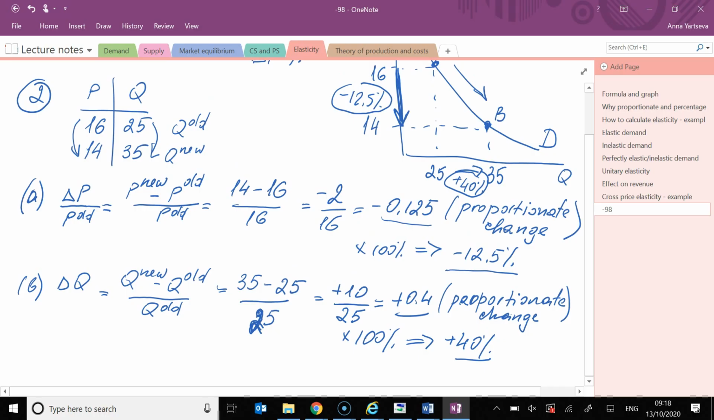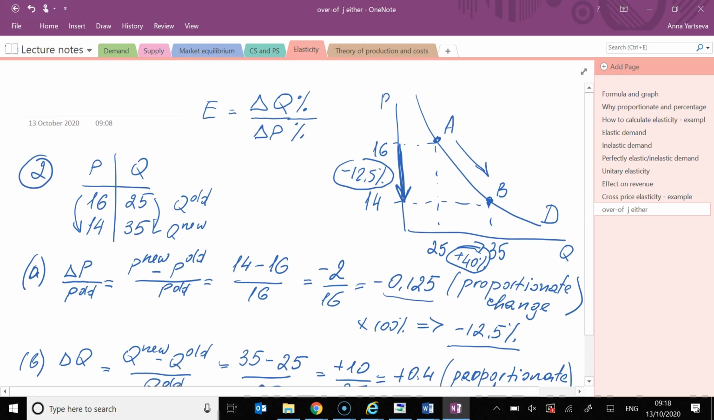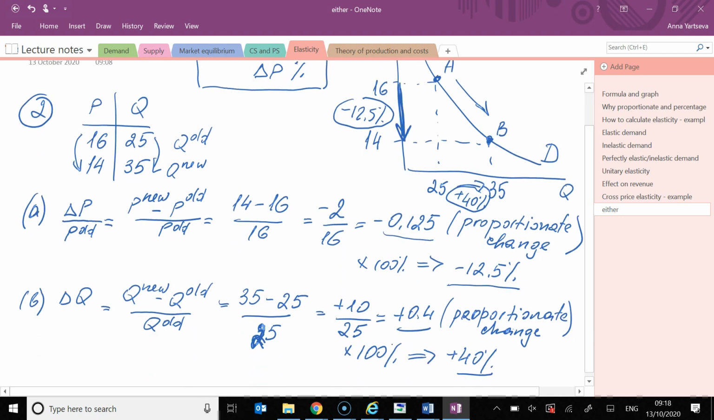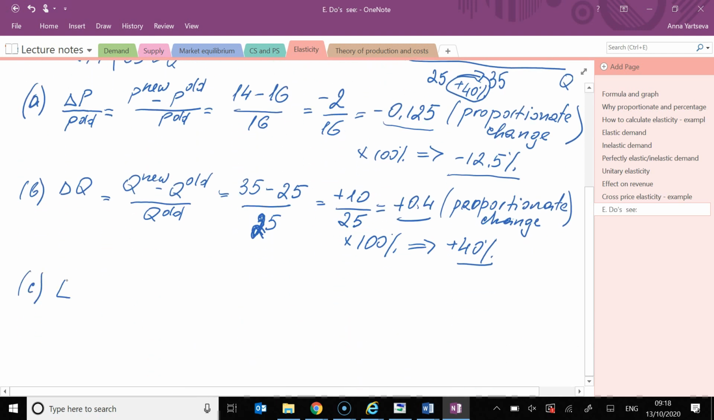And now we need to calculate the value of elasticity. Recall, elasticity shows how quantity responds to changes in prices. So we need to divide change in quantity in percentage or proportionate terms by change in price. So elasticity is change in quantity divided by change in price. Change in quantity is plus 0.4. Change in price is minus 0.125, which happens to be minus 3.2.